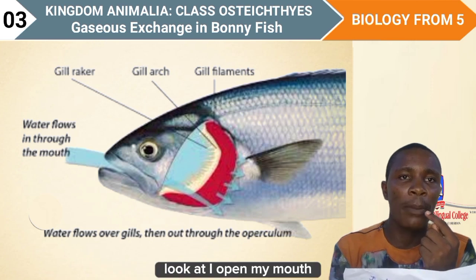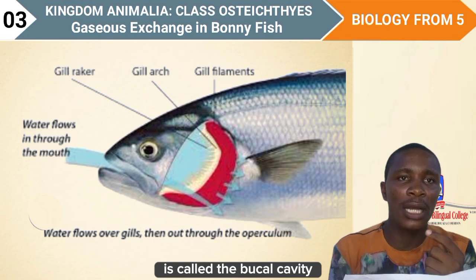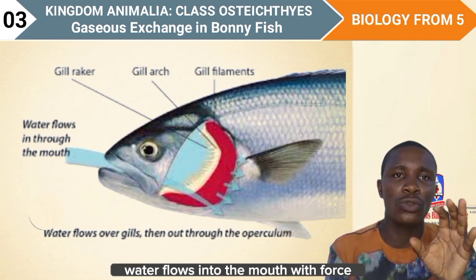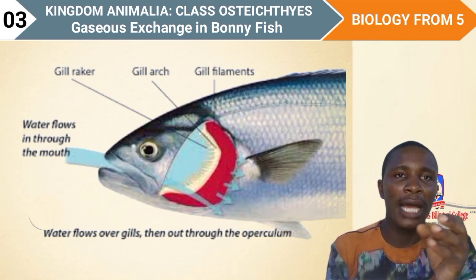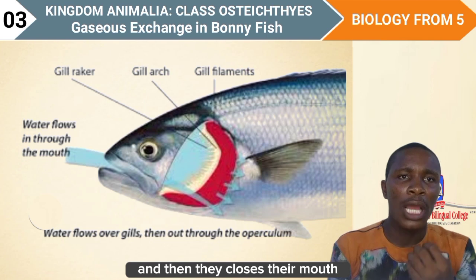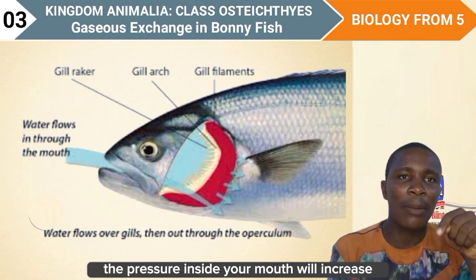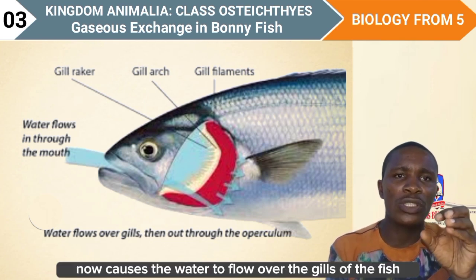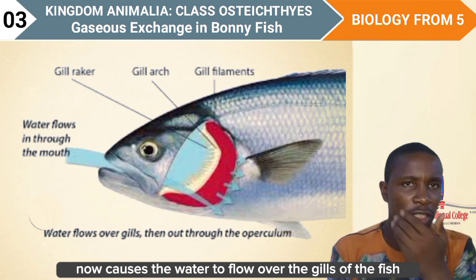Look, I'll open my mouth. That space that you see there is called the buccal cavity. Now, when they open their mouth, water flows into the mouth with force, and then they close that mouth. Immediately they close their mouth, the pressure inside their mouth increases. That pressure now causes the water to flow over the gills of the fish.